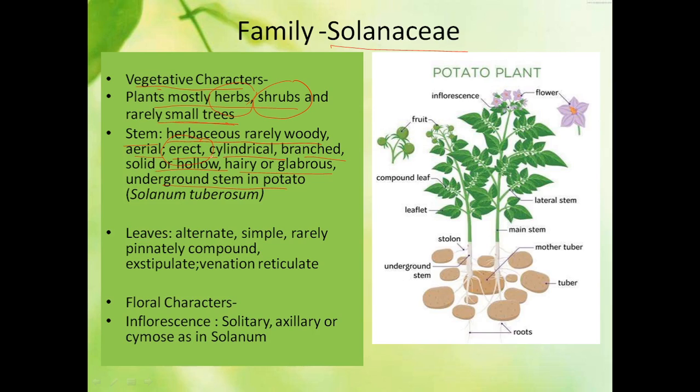Cylindrical, that is, the stem is basically round like a cylinder. Branched, having different branches. May be solid or hollow. Some stems are purely solid, or some have hollow spaces in between. They may have some hair on the surface or not. Underground stems you will find basically in the potato plant, that is Solanum tuberosum. This is the botanical name of potato.